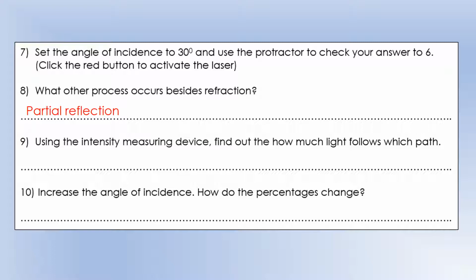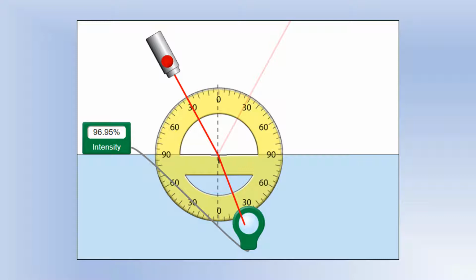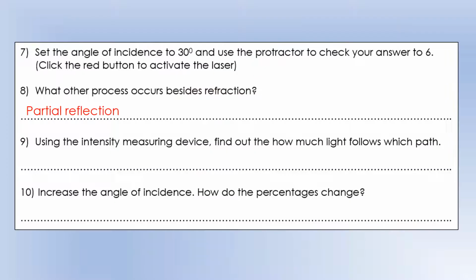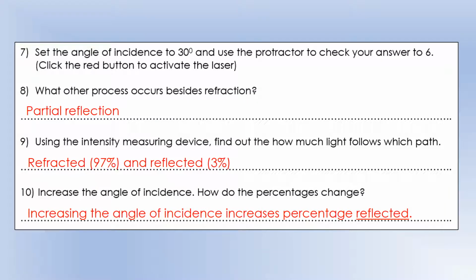And using the light intensity measuring device, we can see how much goes along. This is the intensity of the reflected light ray, and this is the intensity of the refracted light ray. You can see that in this instance, you've got way more refracted than reflected. If we increase the angle of incidence, we get a lower percentage being refracted and a higher percentage being reflected. So the bigger the angle of incidence gets, the higher the percentage that gets reflected, essentially.